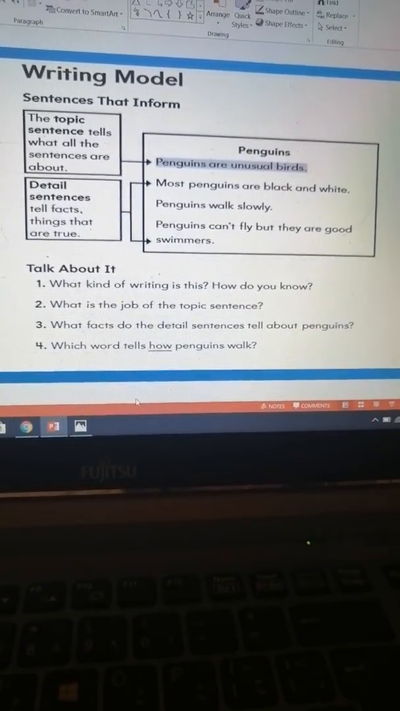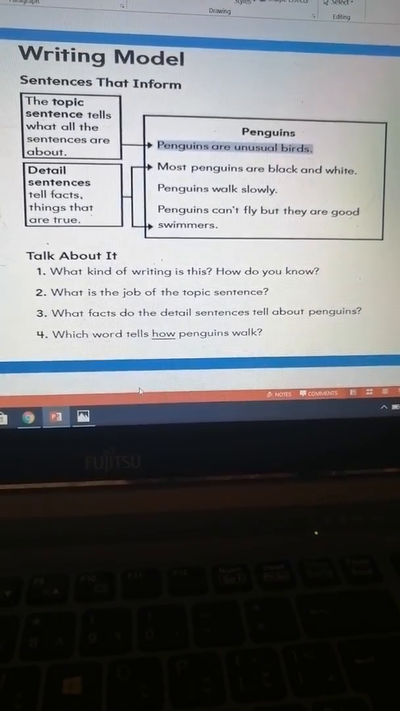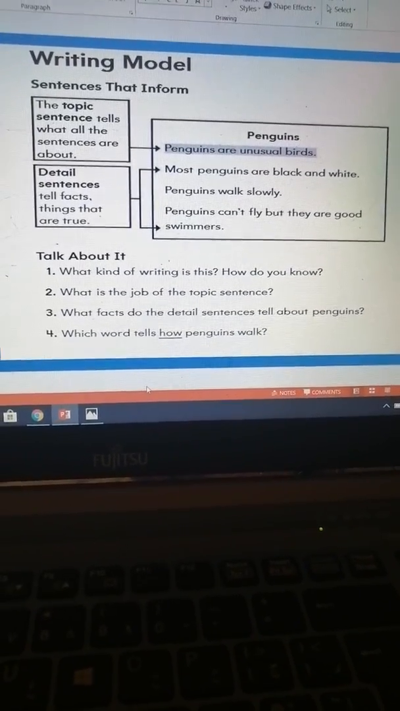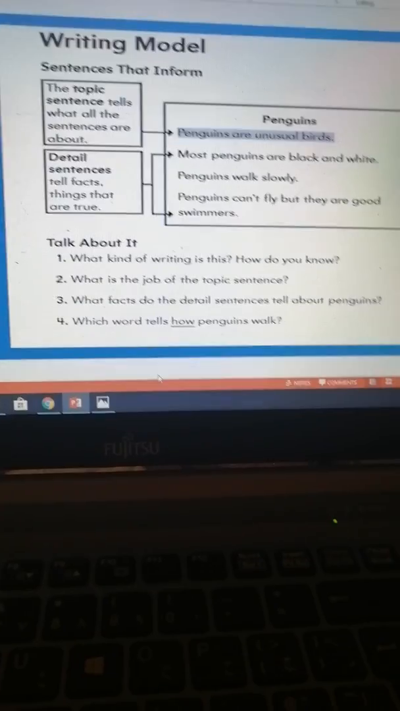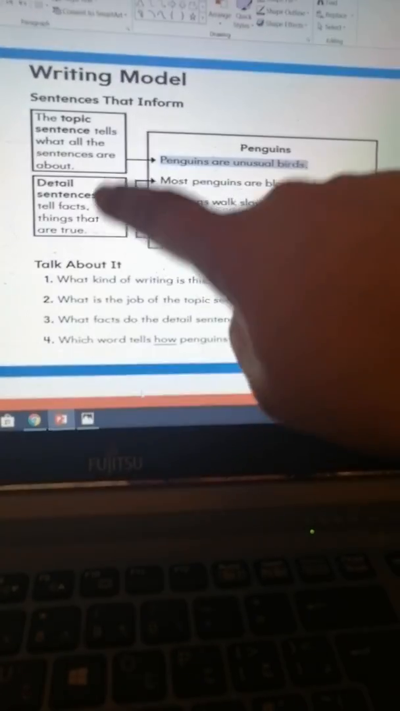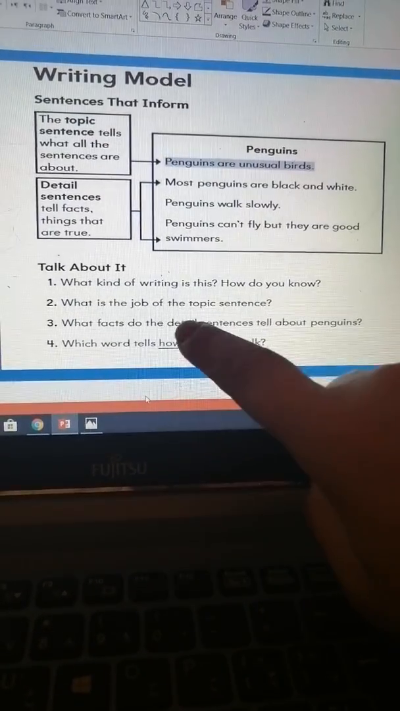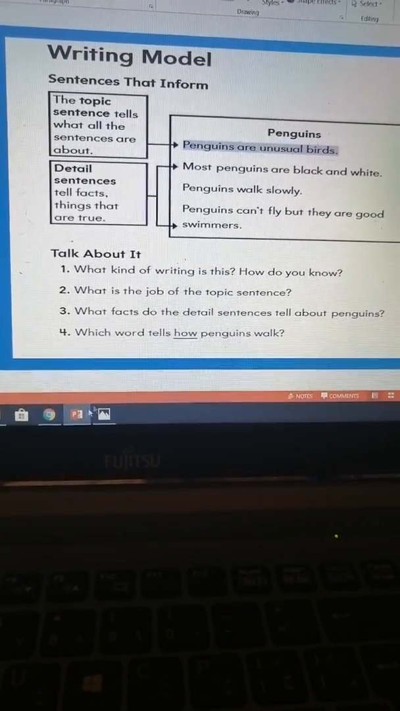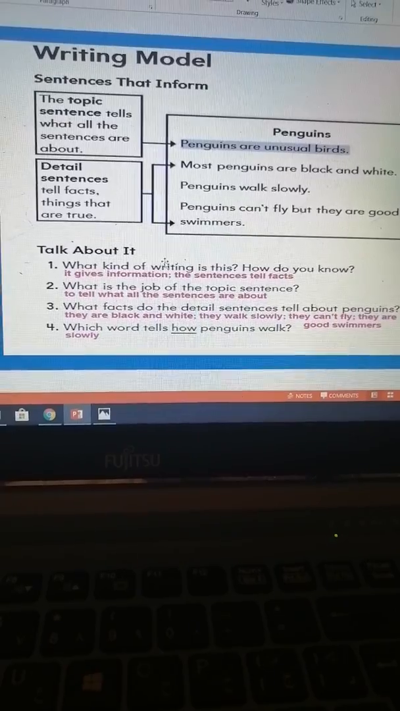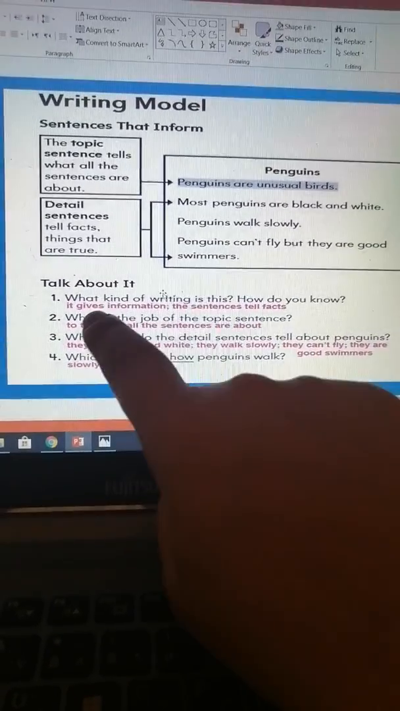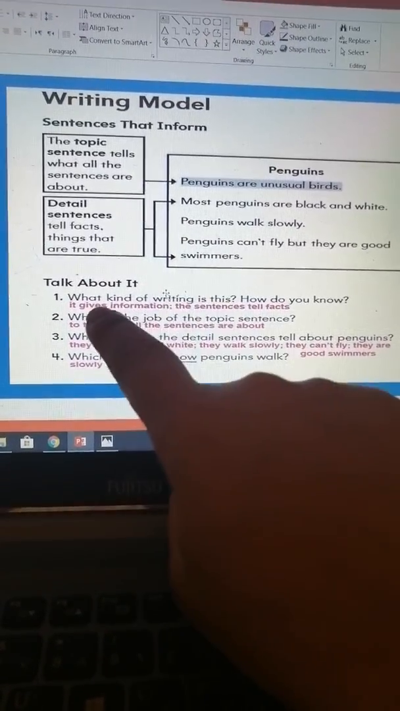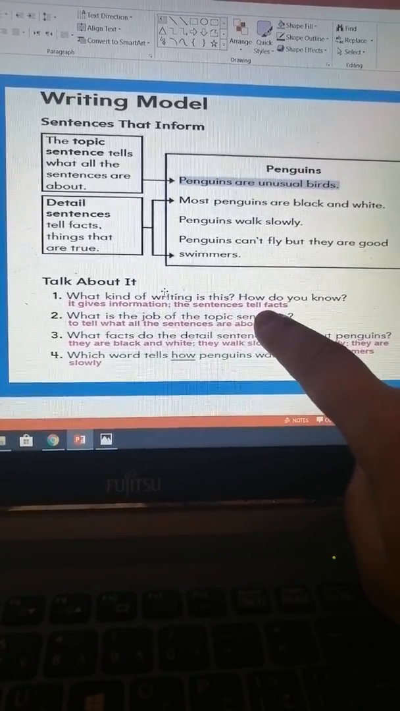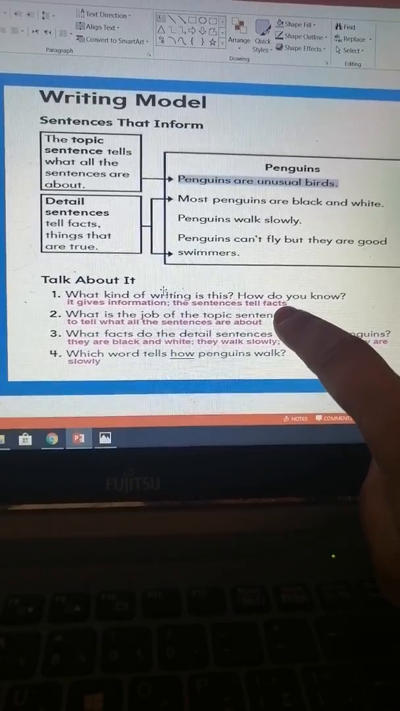Okay, how do you know? By using some words to inform us. I can find some details and facts. What's the job of the topic sentence? You can find the answer here. We will read the answer. What kind of writing? It gives information. The sentence gives facts.